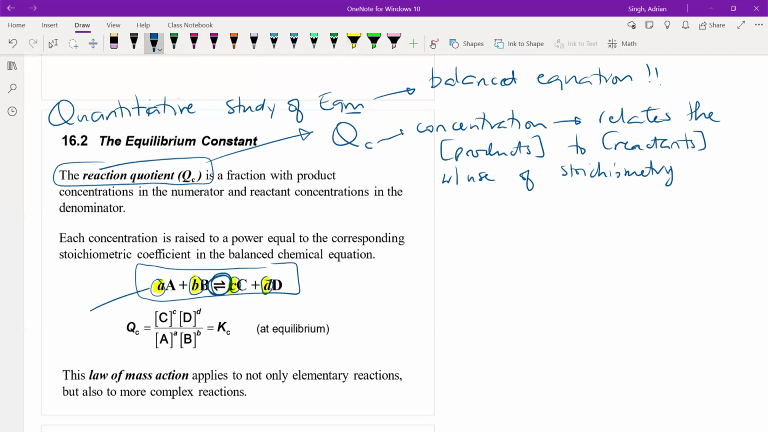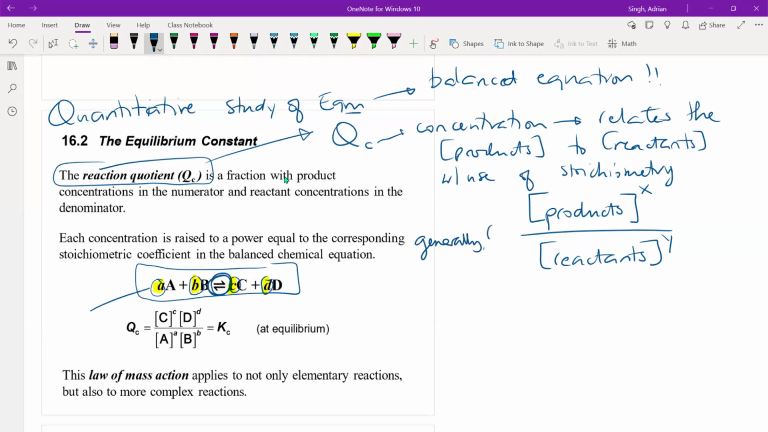We can write that reaction quotient as simply the concentration of the products raised to whatever their stoichiometric coefficient is, and then we're going to divide it by the same thing applied to the reactants. So the concentration of the reactants raised to their stoichiometric coefficient. In this case, we'll just say Y. So generally, right, Qc, the reaction quotient, is equal to this relationship.